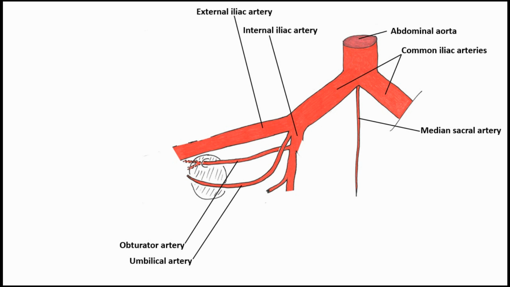Now, the nearby umbilical artery is really, in us adults, more important in bringing blood to the upper part of the bladder.